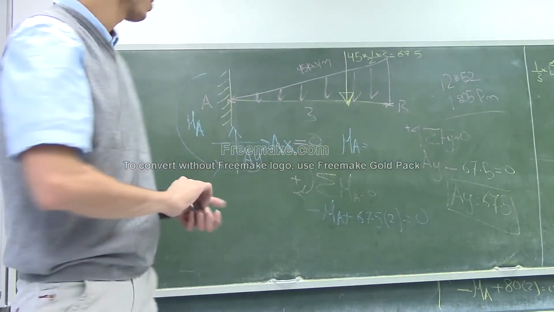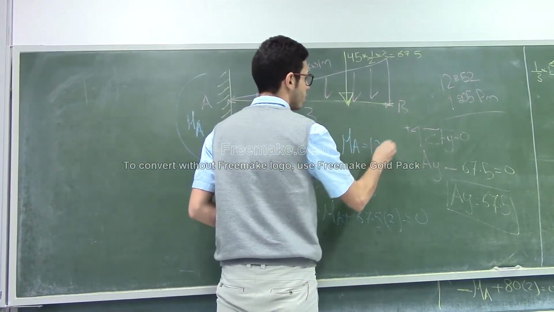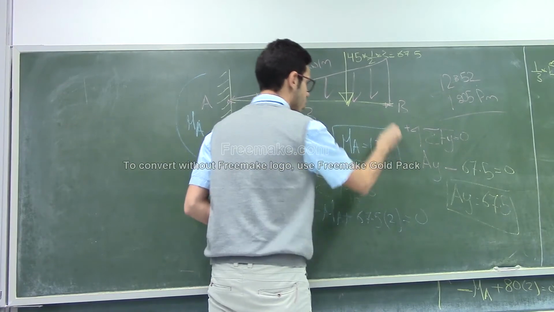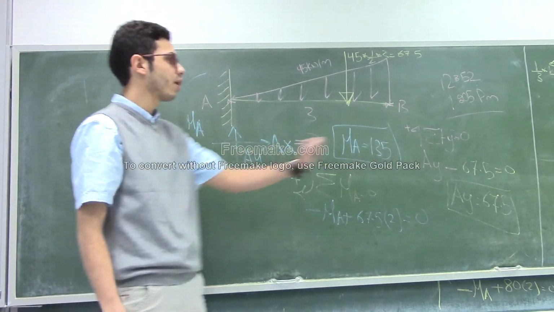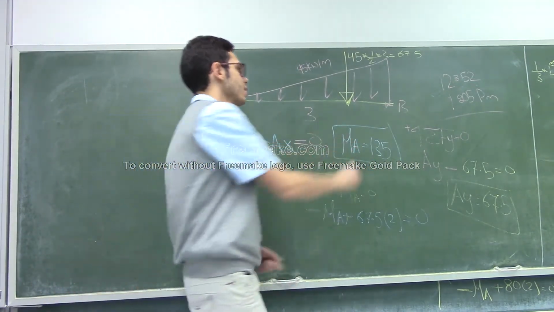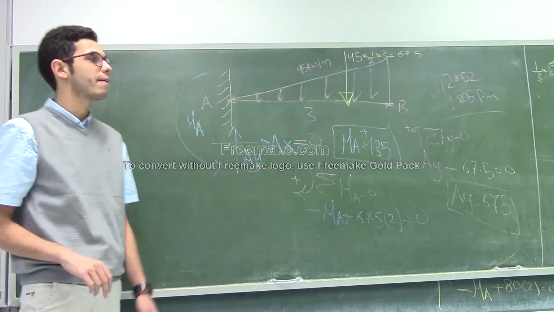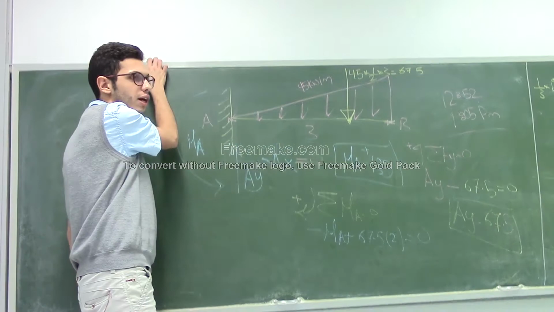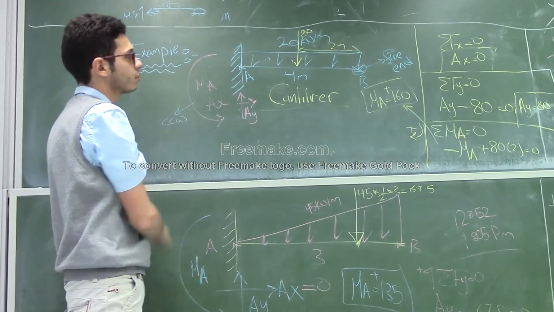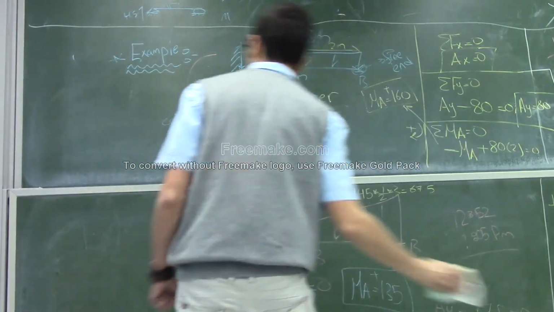Okay, so we find the moment, we find the reaction, and the moment sign is positive. That means my assumption is correct. Okay? Now, let's move to the shear diagram.